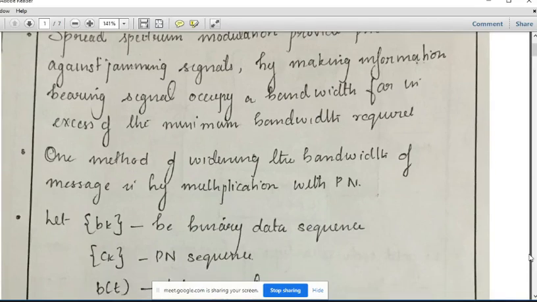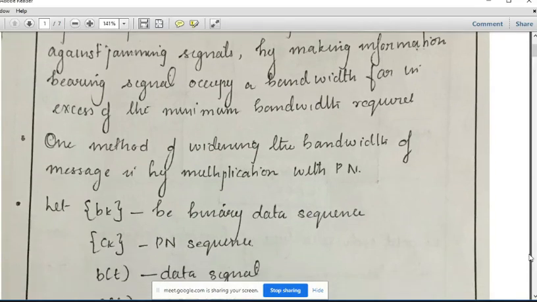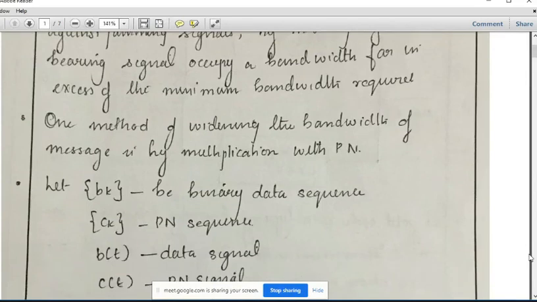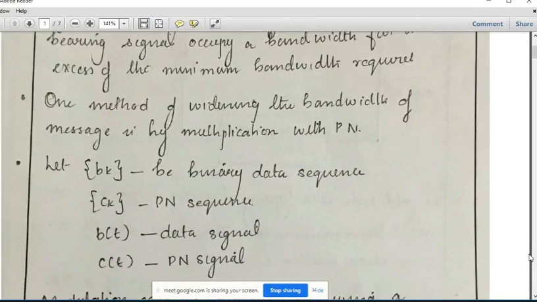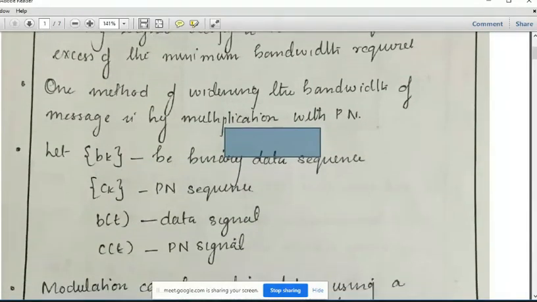So let b_k be the binary data sequence, which is our original data. Then c_k is our PN sequence, and b_k and c_k represent the sequences. b(t) is the corresponding data signal, our original data signal, and c(t) is the corresponding PN signal.